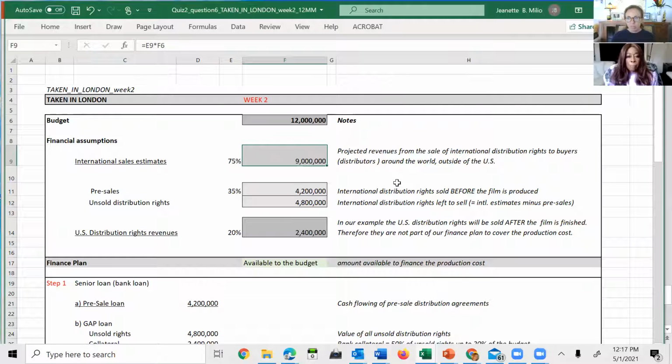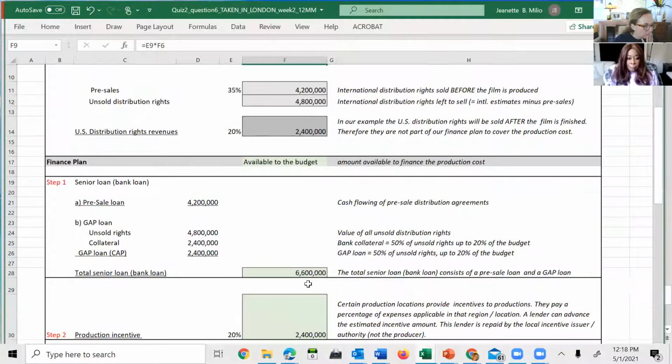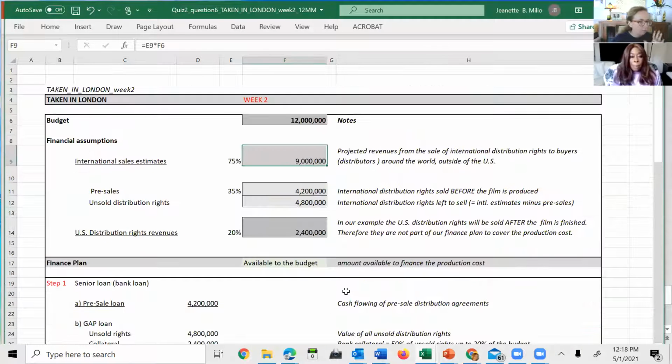The pre-sales that we're now doing, we're starting to sell some territories out of these rights. We're now getting real. We're selling rights. So from the projections that we had that were 9 million, we're now starting to sell stuff. And we're selling 35% of the budget worth in distribution agreements. So 35% of the budget is going away now because we're selling those rights. And that's why we're left with, in the end, we'll get to that. I think it's 6.6. We'll get to the point.